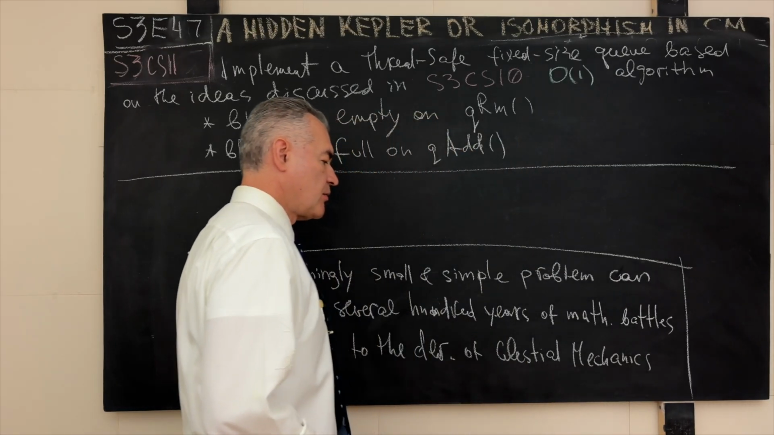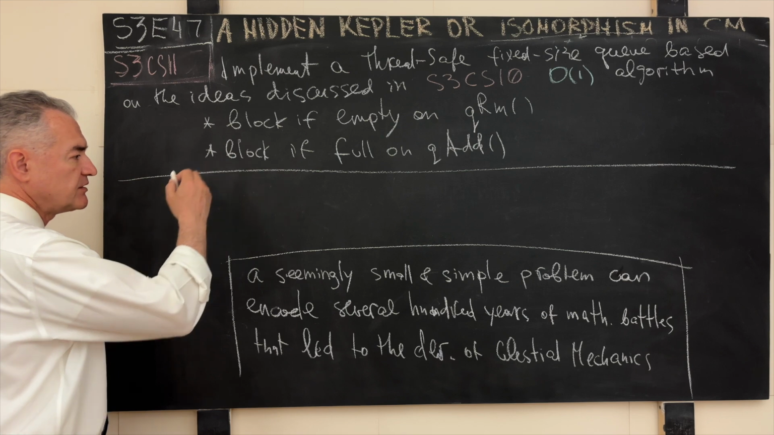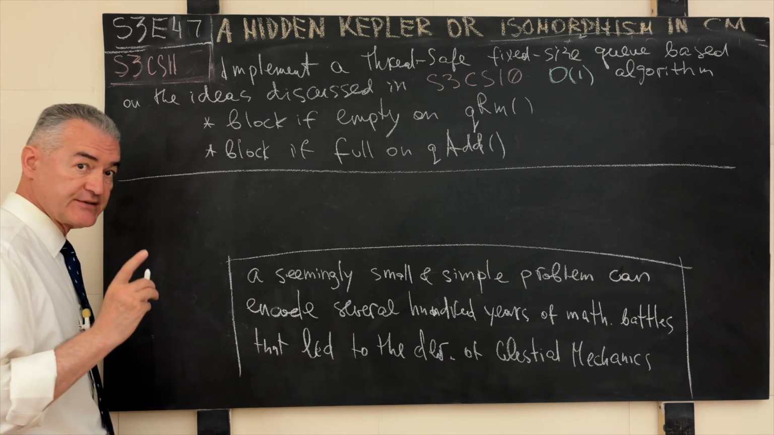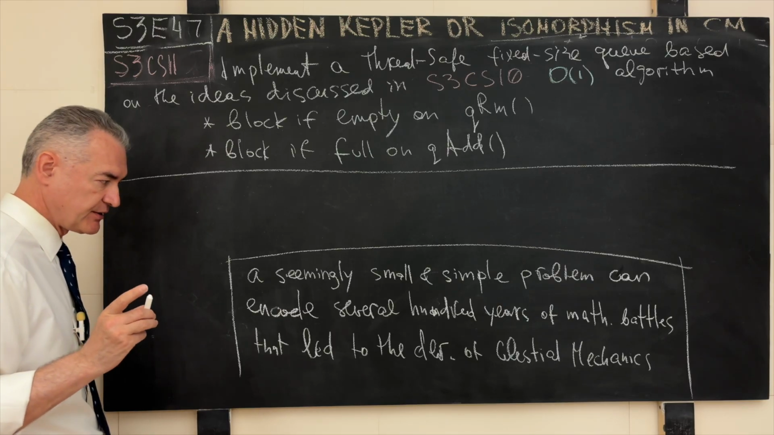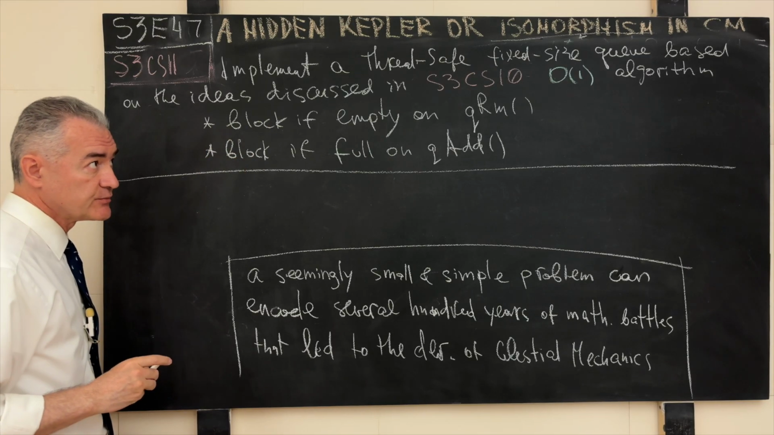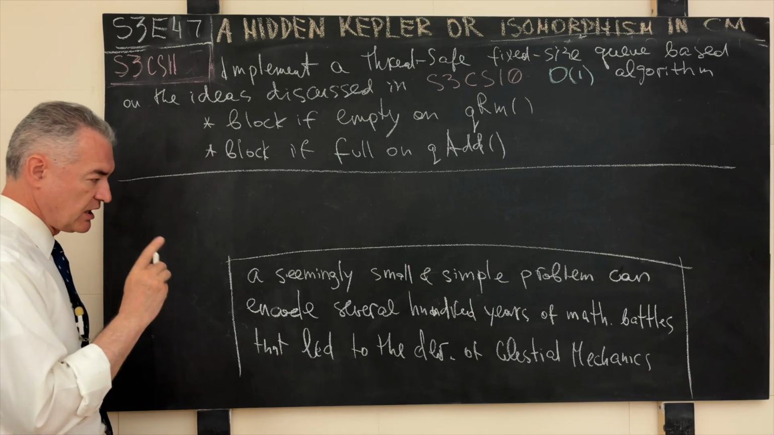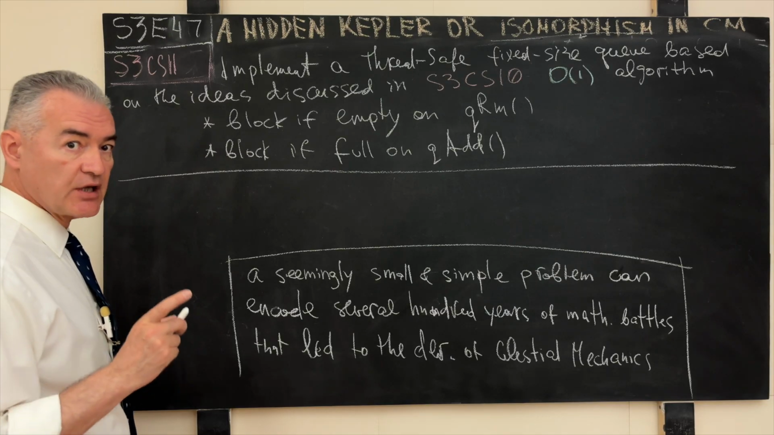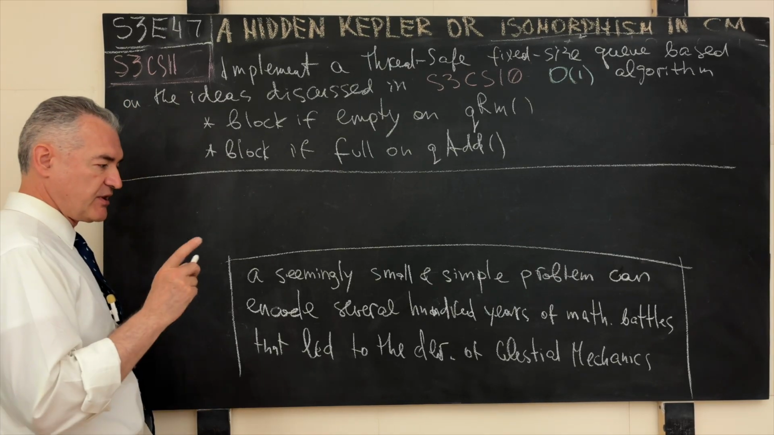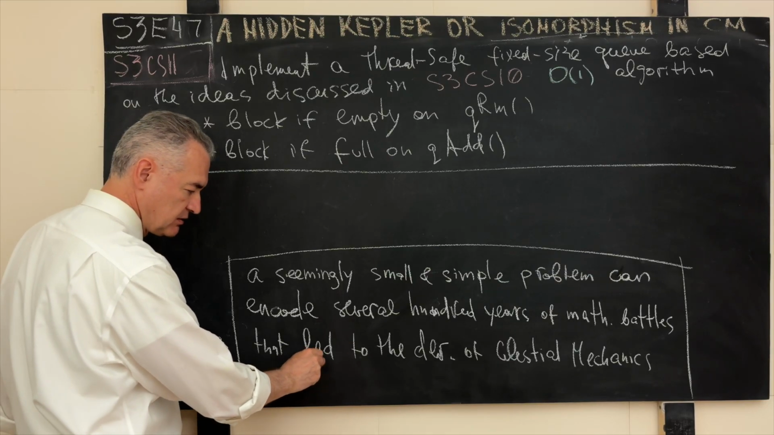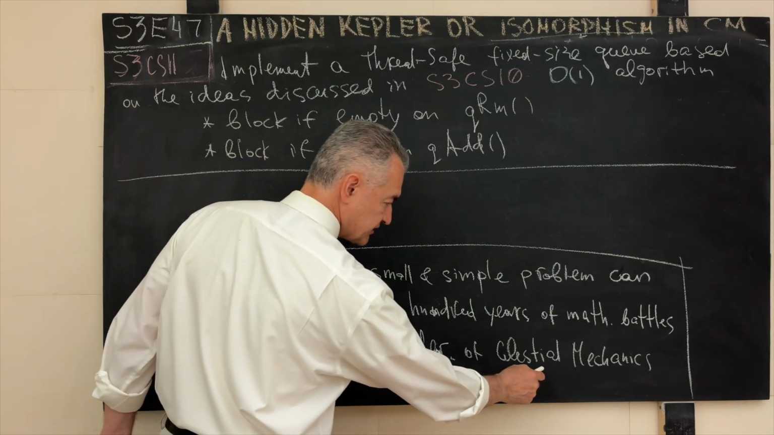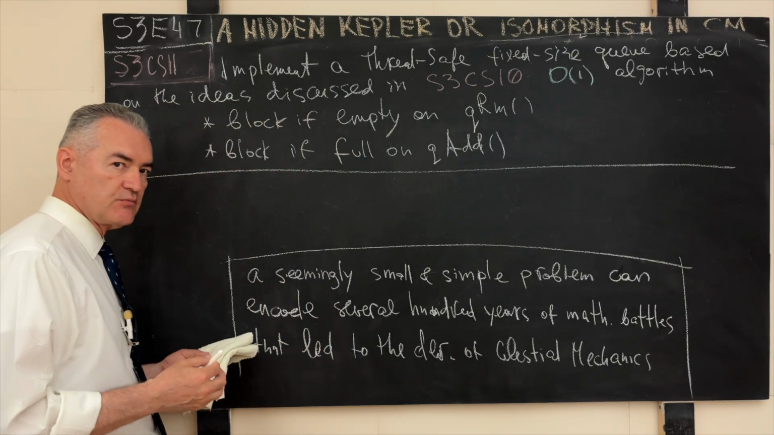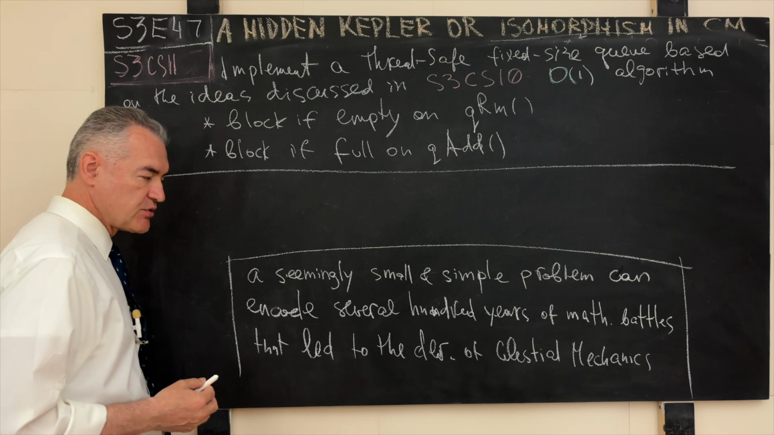One more thing before we jump to the next challenge, the challenge in computer science. I would like to bring your attention to the fact that in this episode, what have we learned, amongst other things? The beautiful isomorphism in celestial mechanics, how things work. We learned that a seemingly small and simple problem can encode several hundred years of mathematical battles that led to the development of celestial mechanics. And again, like I said, obviously the person who constructed this problem knew his or her material exceptionally well.